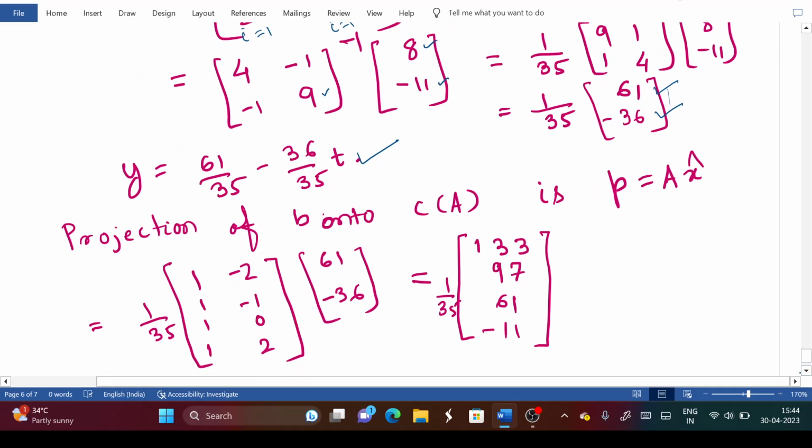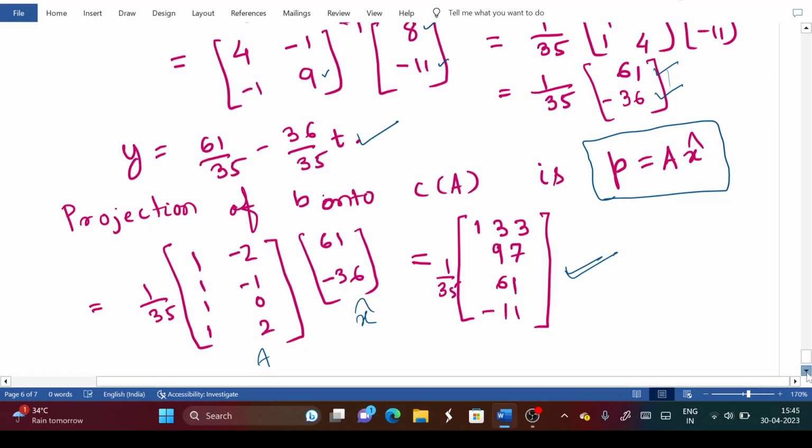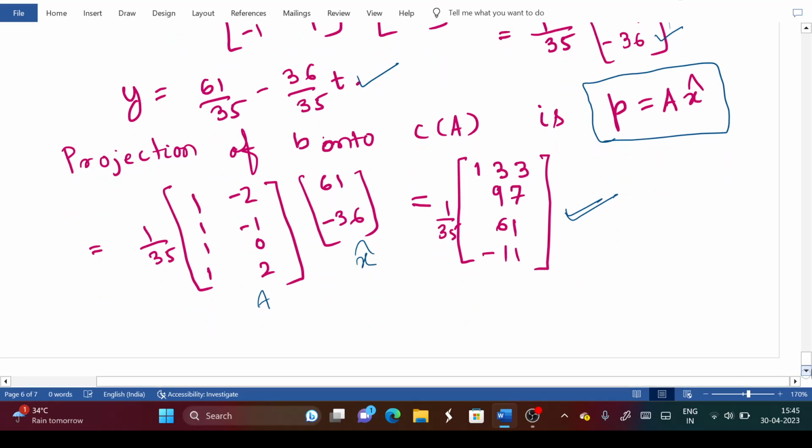Once we got our y, the next part of the question is to project B onto the column space of A. We got our C and D, that means we got our x cap, and we have the formula P is equal to A x cap. So this is A, and 1 by 35 times this matrix is our x cap. So A x cap is equal to P, which is the required value. Hence, we got the projection of B onto the column space of A.